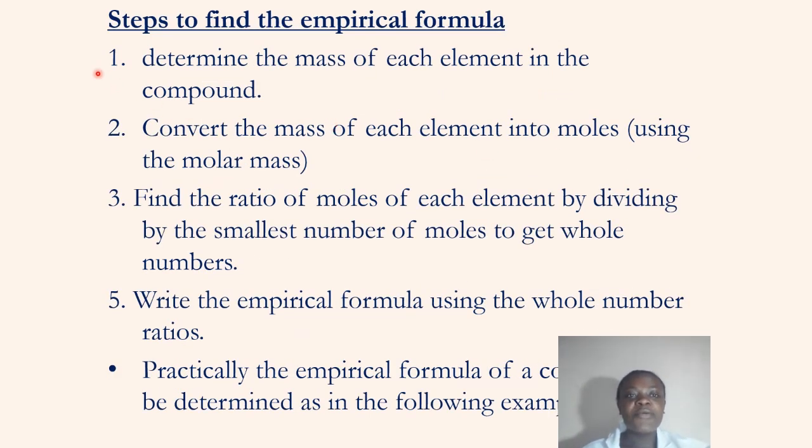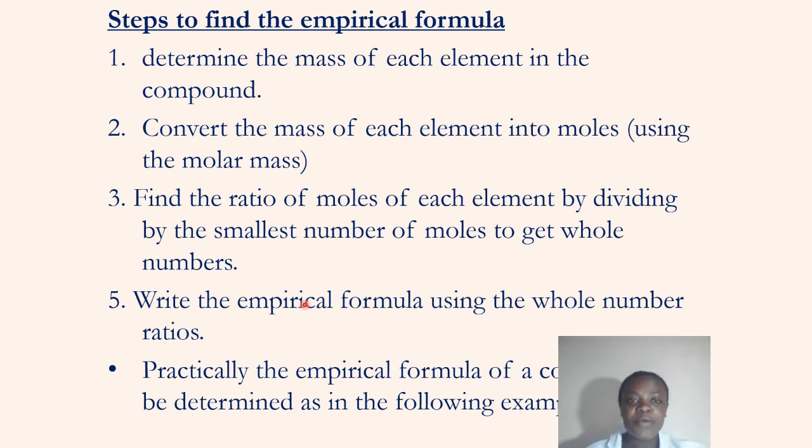We have four steps that we use to find the empirical formula given a particular question. We can follow these steps. Step number 1, we determine the mass of each element in the compound. At times we are given the mass in grams, and sometimes we are given the percentage, so we have to determine the mass. The first step is to have the mass of each element making that compound.